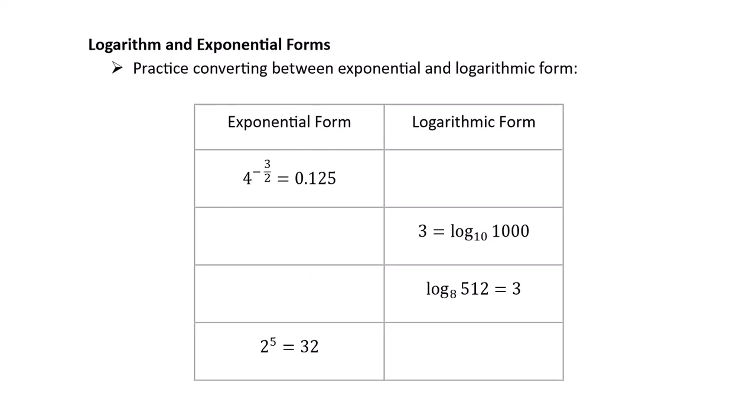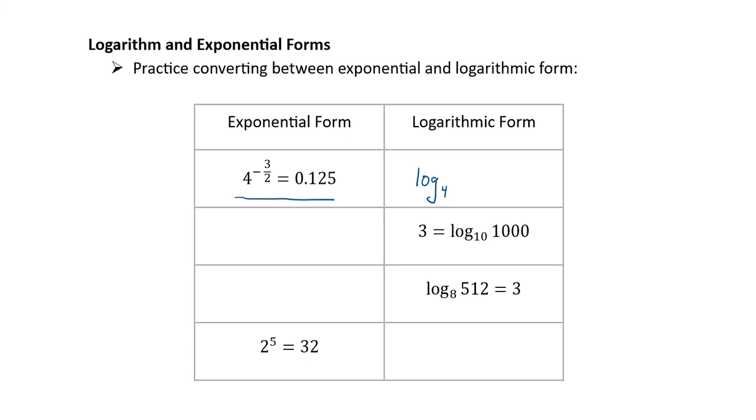Logarithm and exponential forms. Let's practice converting between exponential and logarithmic form using the definition we just learned. Here, in exponential form, we have 4 to the negative 3 halves equals 0.125. Well, I know in log form, I'm going to have the log. The base is that subscript number that goes here. Here, the base is the thing that has an exponent sitting on it. So my base is 4.